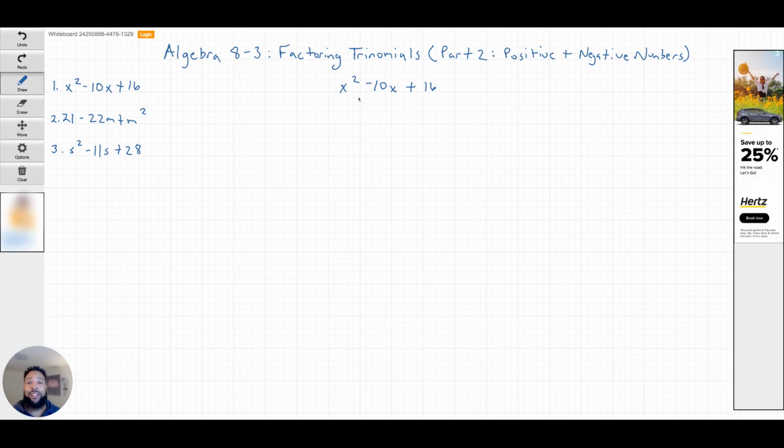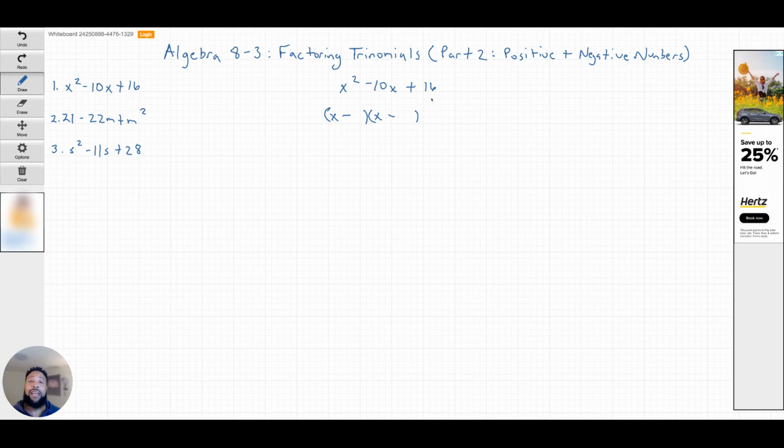So say we have this trinomial, x squared minus 10x plus 16. We have a negative coefficient, which is negative 10, but we have a positive 16. So we know that it's usually going to be a binomial to factor this out. So we have x and x. But basically, we need two numbers where when you multiply them together, you get a positive 16, but when you add them together, you get a negative 10. So more than likely, both numbers are going to be negative.